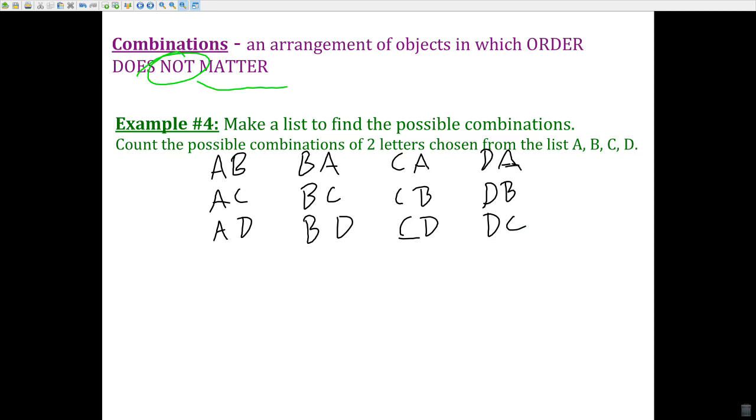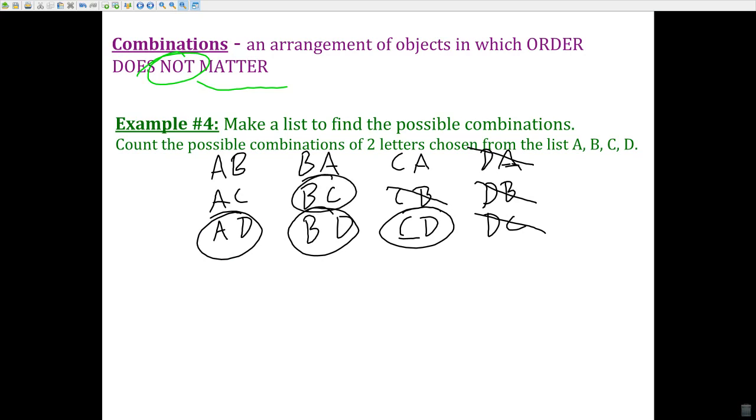Now notice, we've already made some of these combinations before. We already did D and C together. D and C is right here. We already did D and B together. That's right here. We already did D and A together. That's right here. We already did C and B together. That's right here. We already did C and A together. That's right here. So finish circling the rest.